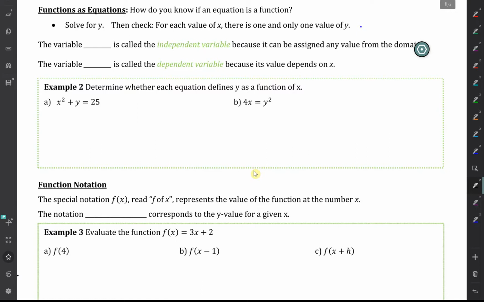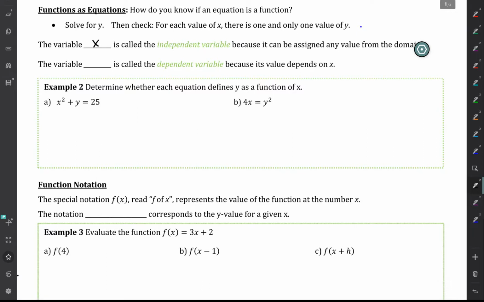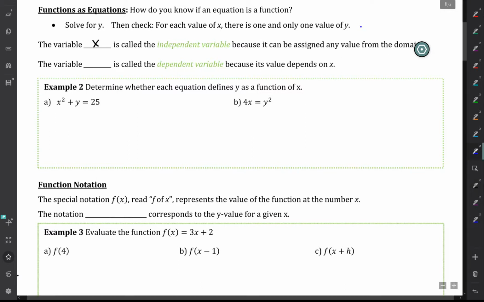Okay, now how do we know if an equation is a function? Well, what we want to do is always solve for y, and then check that for each value of x, there's only one and only one value of y that corresponds to it. In this case, the variable x is called the independent variable because it can be assigned to any value in the domain. And then once you've assigned that value, the variable y is called the dependent variable because it depends on your choice of x.